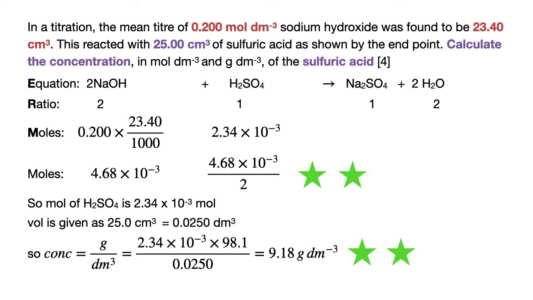Brilliant. Okay, you've picked up 4 marks now. 1 mark for calculating the concentration in grams per decimetre cubed, 1 for calculating it in moles per decimetre cubed, and a mark for using the ratio correctly to deduce the moles of sulfuric acid. And the original mark, that first mark you picked up, would have been for calculating the moles of alkali, sodium hydroxide, in this question.